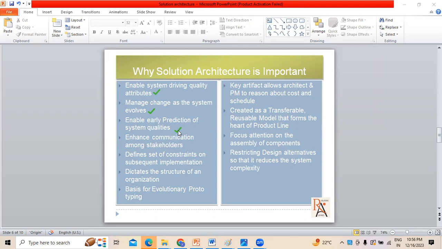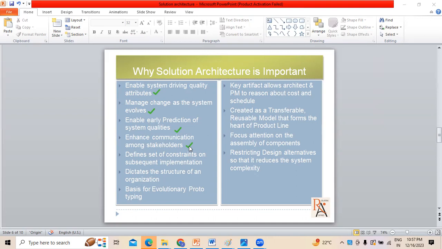Next, enhance communication among stakeholders. As I told you, stakeholders may be different kinds of people. It can be technical people, functional people, subject matter experts, investors or functional heads, a business owner, a project sponsor, right? So stakeholders are many people. They can be external people who are supporting us from outside, or internal stakeholders, which means people who are supporting us from inside.